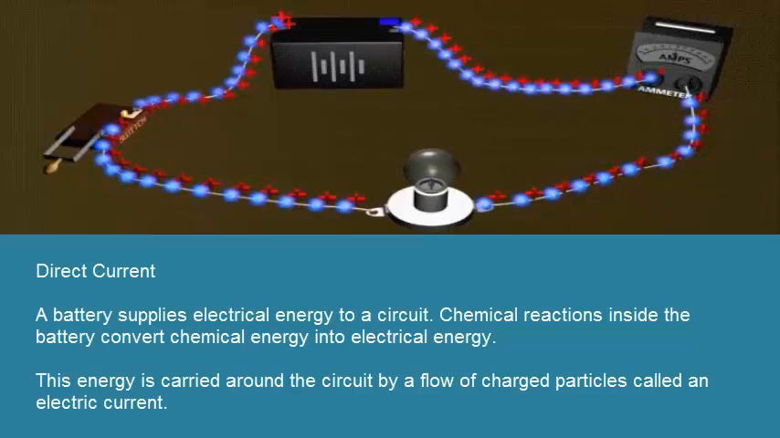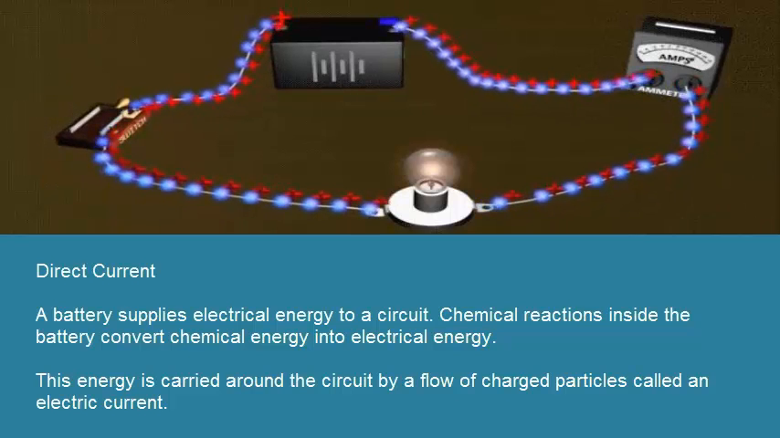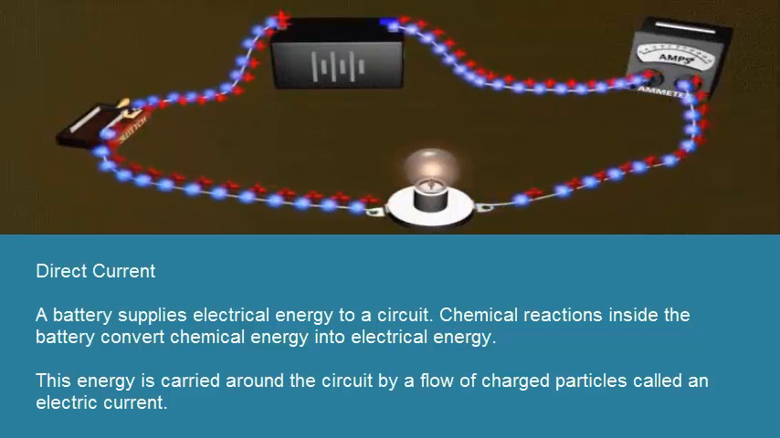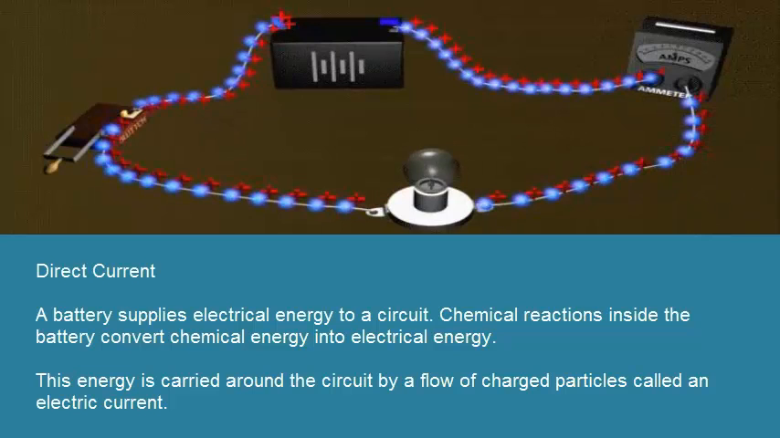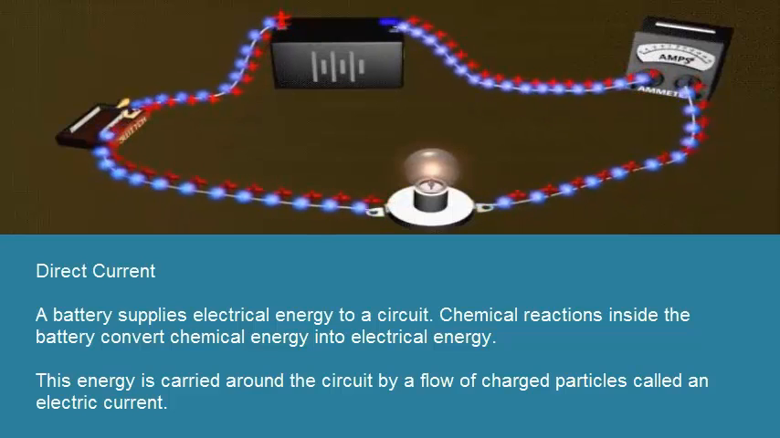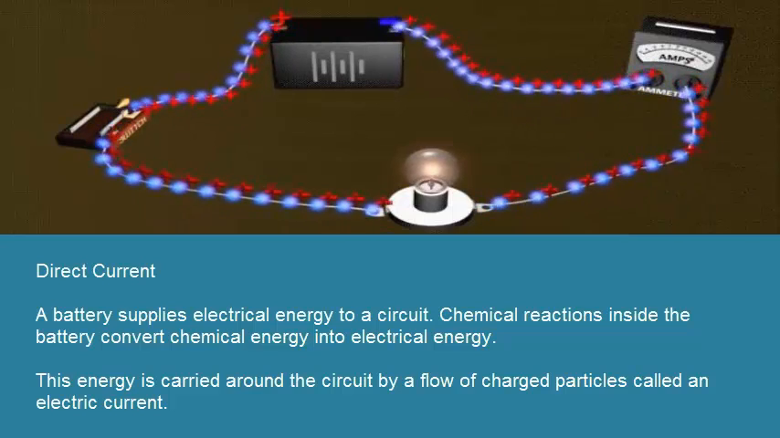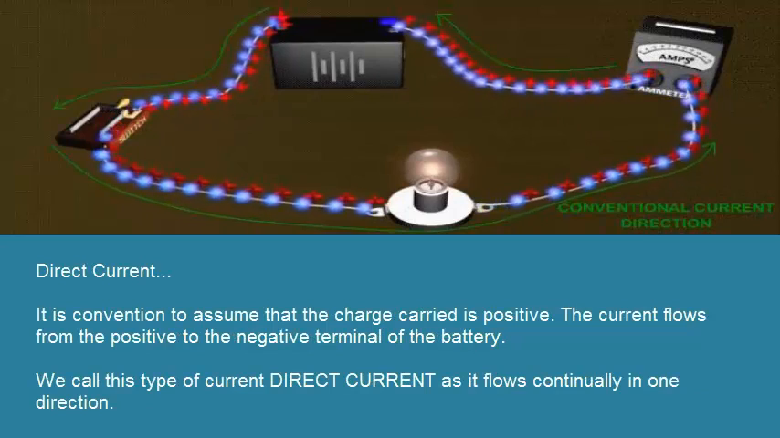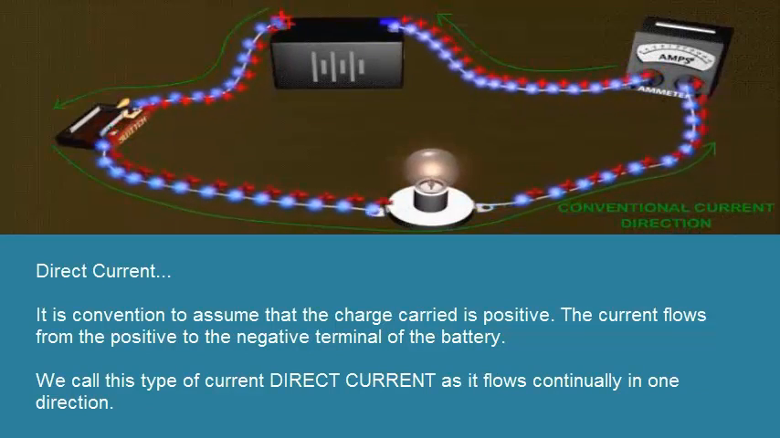Direct current. A battery supplies electrical energy to a circuit. Chemical reactions inside the battery convert chemical energy into electrical energy. This energy is carried around the circuit by a flow of charged particles called an electric current. It is convention to assume that the charge carried is positive. The current flows from the positive to the negative terminal of the battery.